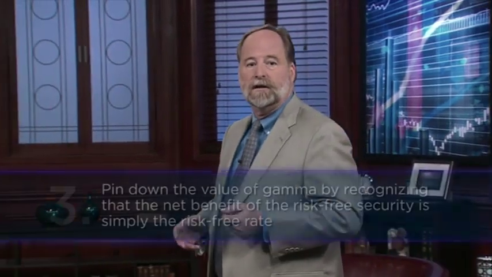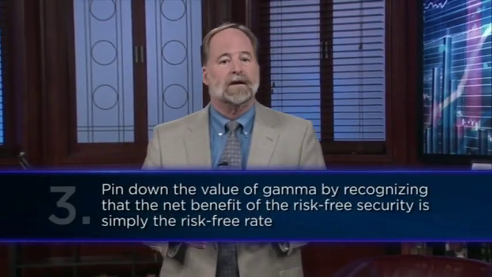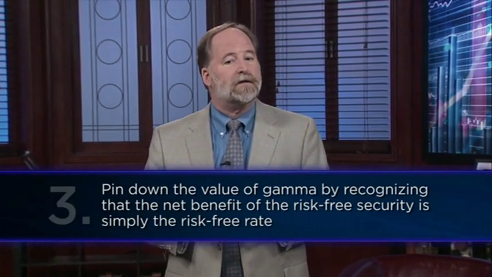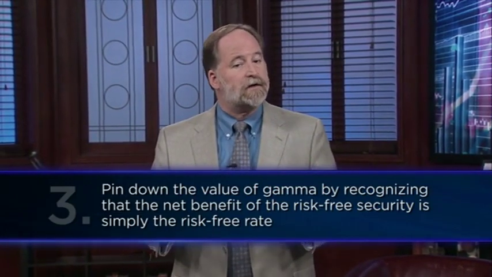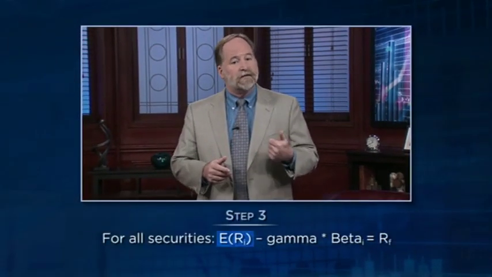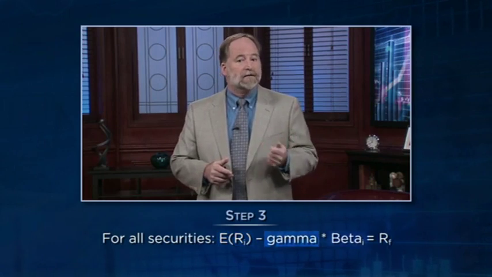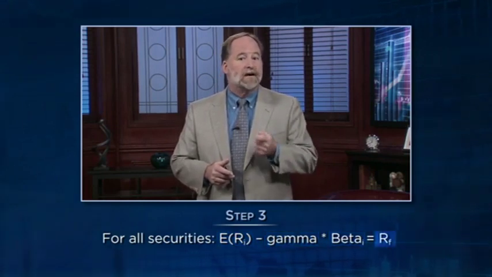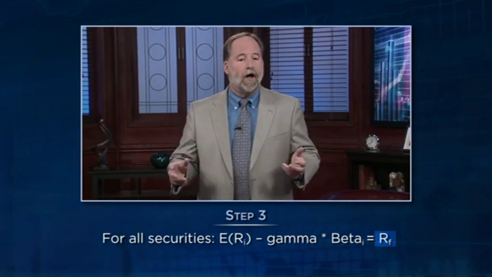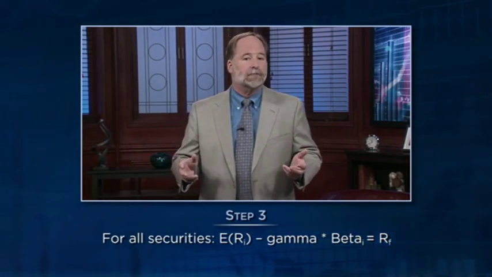All right, what's step 3? We need to pin down the value of gamma. We can do that by recognizing that the net benefit of the risk-free security is simply the risk-free rate. This is true since the risk-free rate has a 0 beta and its expected return equals its actual return, right? Because it's risk-free. Since the net benefit must be the same across all securities, then for all securities, that net benefit has to be equal to what? The risk-free rate. So the expected return on individual security I minus gamma times the beta of that individual security has to equal RF, the risk-free rate, for all values of I.